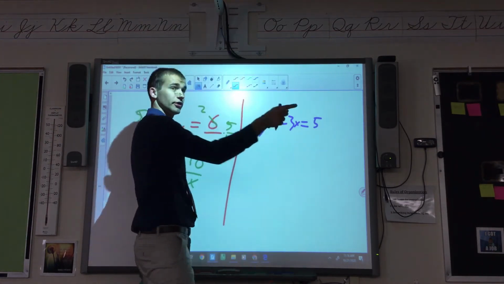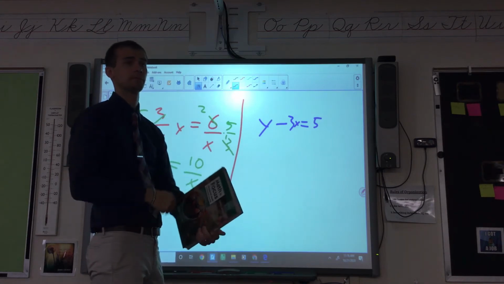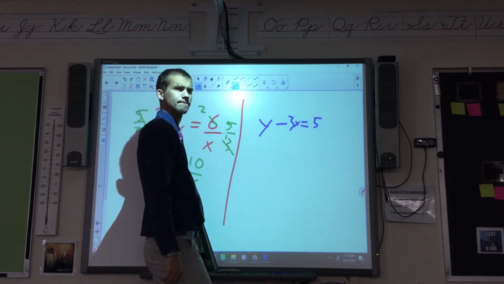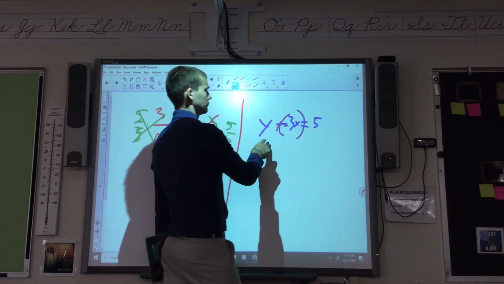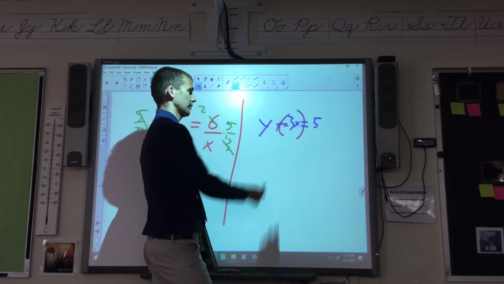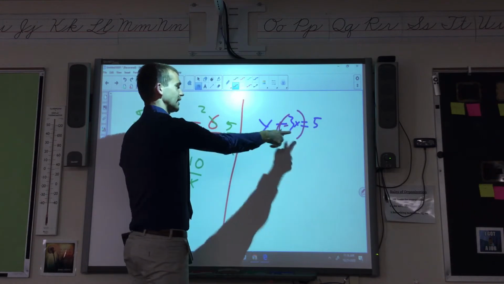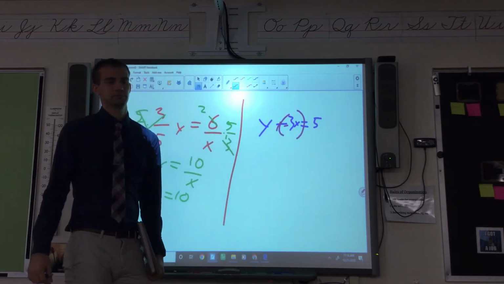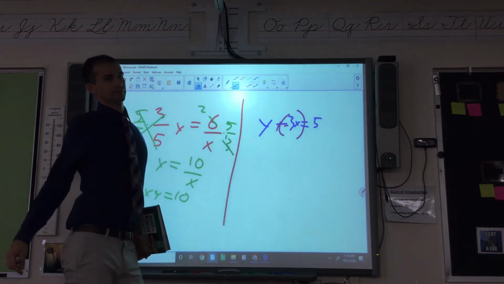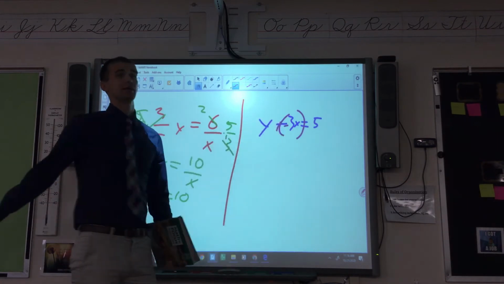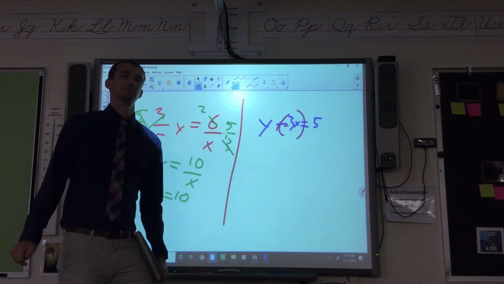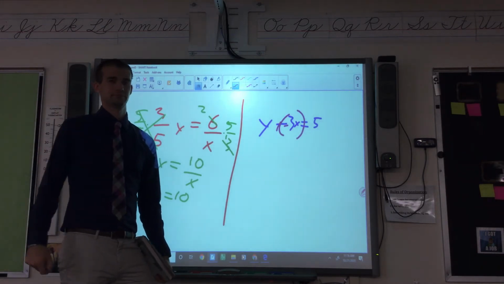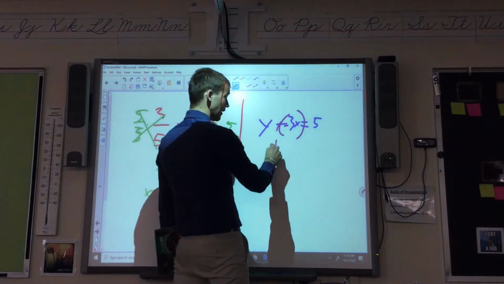All right, what do we do to get this by itself? Reverse what's being done. And then how do we get rid of adding a negative number? How do you get rid of adding a negative? What's the opposite of a negative? Positive. So instead of adding a negative, you add a positive 3x.